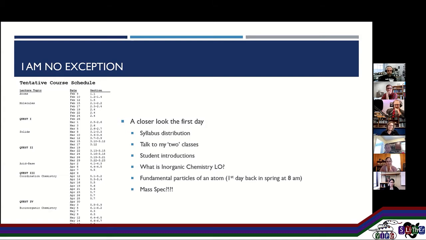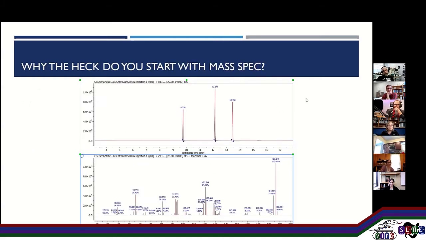What in God's name are you doing bringing up mass spec on the first day of class? Well, I have my reasons. Mostly I'm nuts, but it's because I have lab the second day of the semester and I need a lab for them to do. And the lab I've had them do is we do GC mass spec of a sample I made up of related compounds.